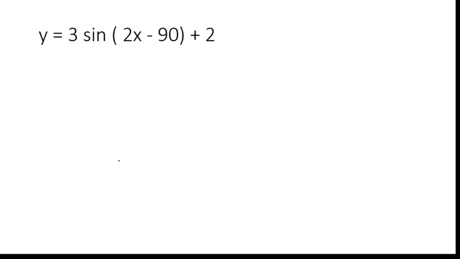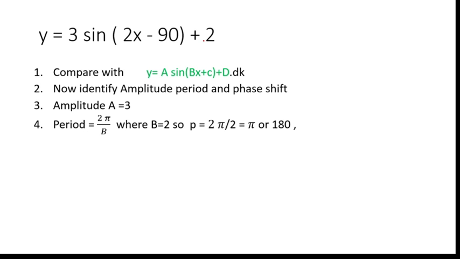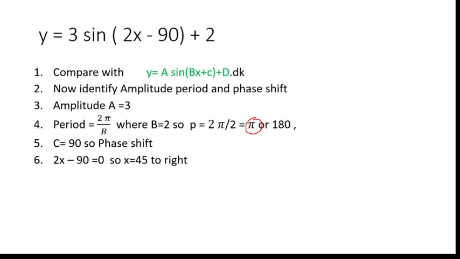So the last question of this lecture is 3 sine (2x minus 90) plus 2. Compare with the original equation, you just find the amplitude is 3, period is 2 pi over b, because the value of b is 2, so our period is 180 degree or just pi radian. You use any one notation, and the next phase shift is negative 90. So just put 2x minus 90 equal to 0, and you find you are moving 45 degree to the right, 45 degree to the right.